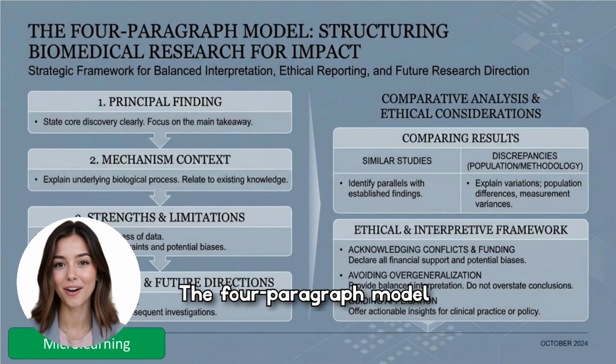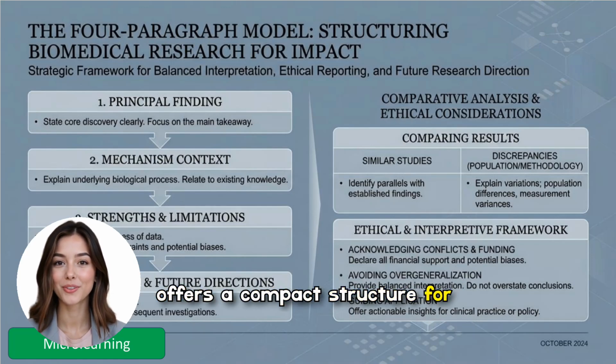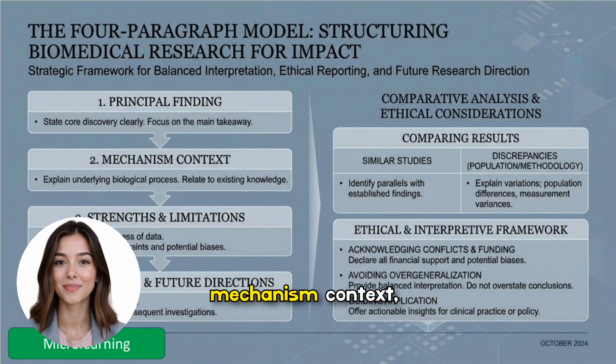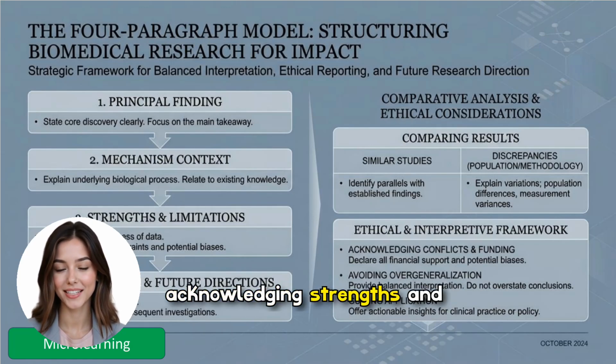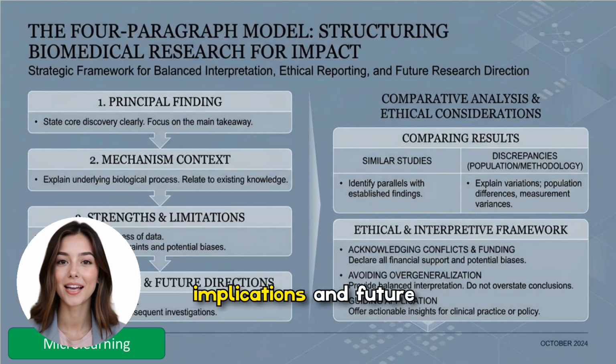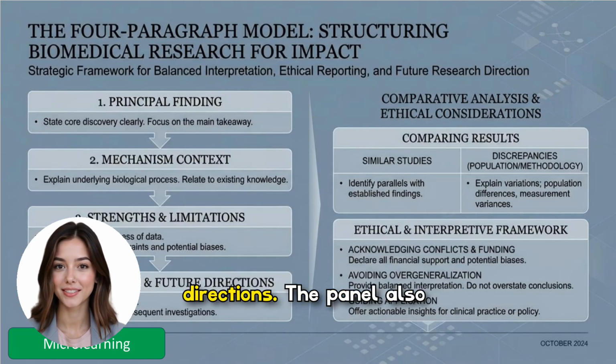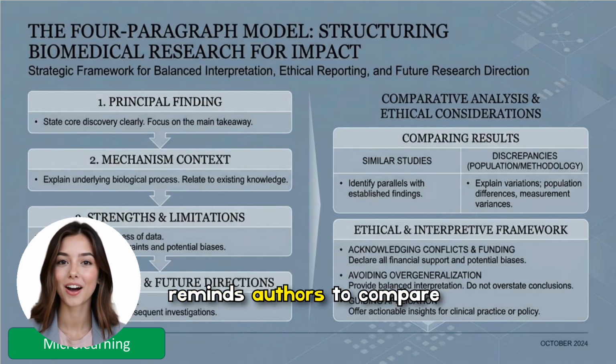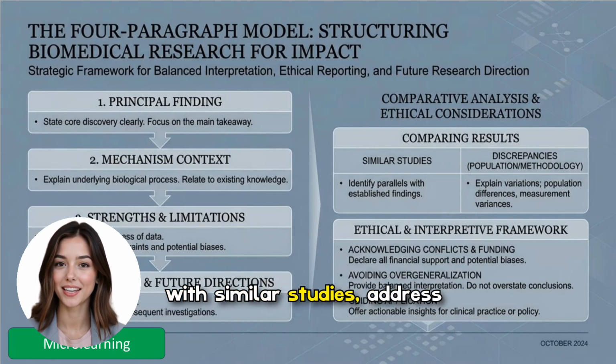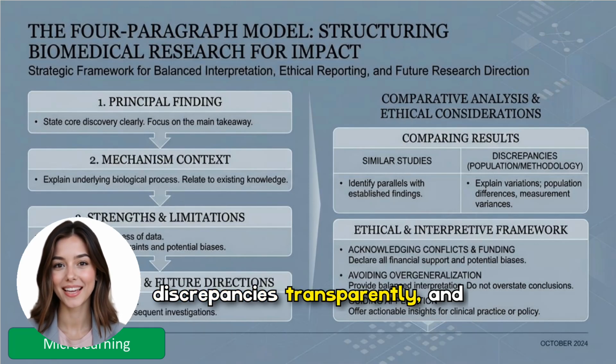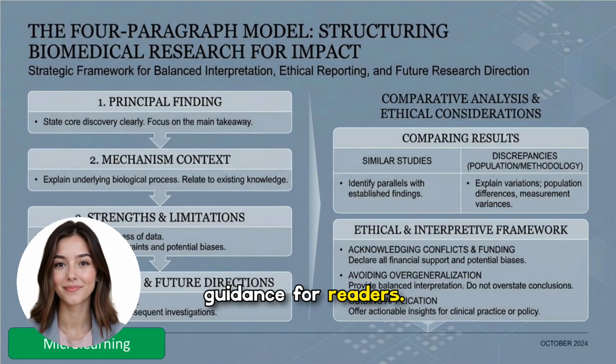The four-paragraph model offers a compact structure for discussion sections by stating the principal finding, explaining mechanism context, acknowledging strengths and limitations, and outlining implications and future directions. The panel also reminds authors to compare with similar studies, address discrepancies transparently, and disclose conflicts or funding to support ethical, balanced interpretation and practical guidance for readers.